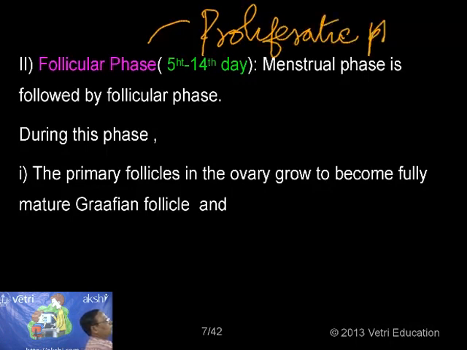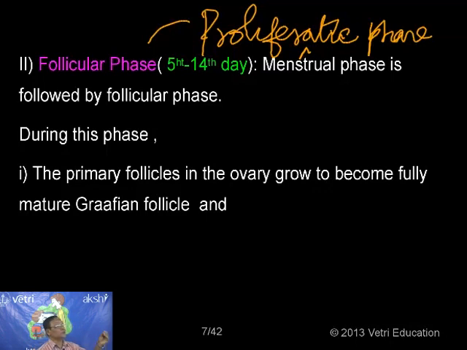The follicular phase is called so because the growth of the follicles occurs in the ovary. It's also called the proliferative phase because the proliferation of the glandular cells occurs in the uterine endometrium. So we have the follicular phase, the growth of the follicle in the ovary, and the proliferative phase, concerned with the proliferation of the various glands located in the uterine endometrium, that is the mucous layer.